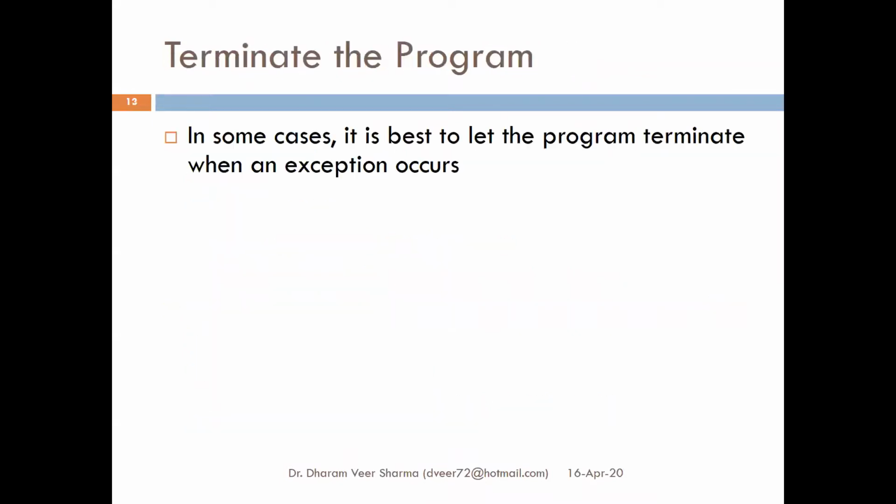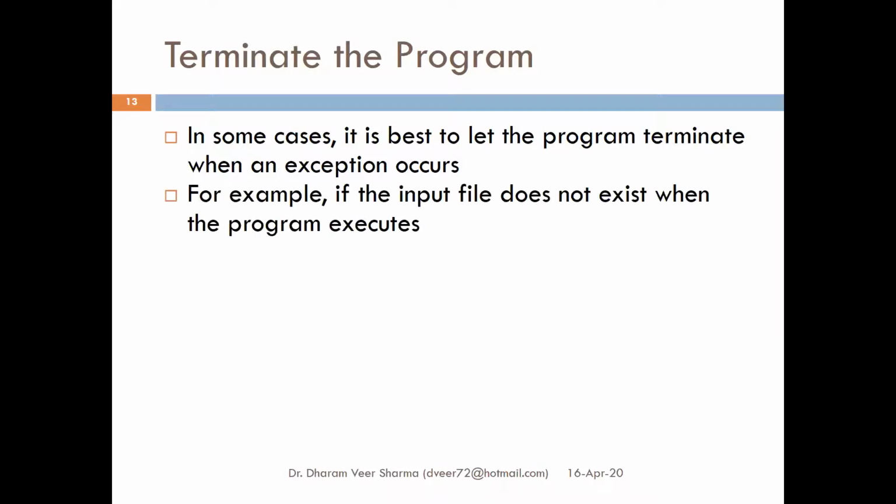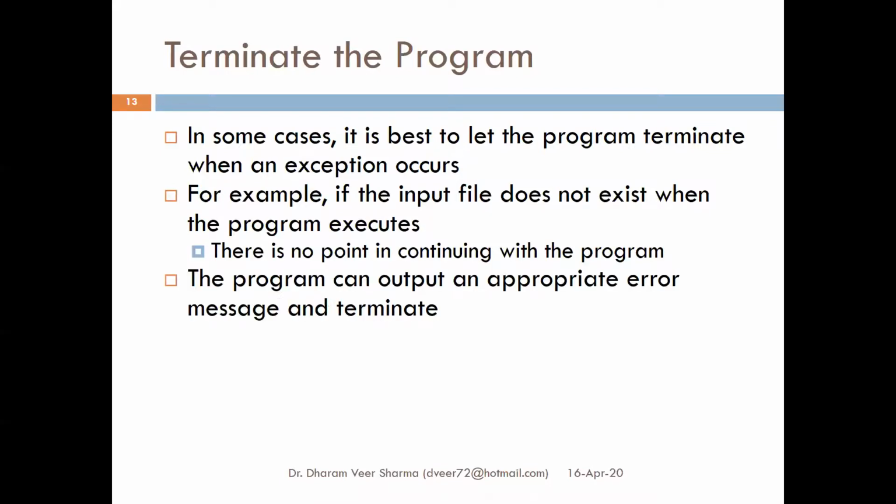So what happens when we terminate the program? In some cases, if you know that it is not possible for you to handle the exception, it is better to terminate the program because you can't proceed. It's a very simple example. If the input file, a file meant for reading, doesn't exist, I think the program can't continue. So we'll have to terminate in any case. There's no other choice. The program can output an appropriate error message and terminate. So we can write an appropriate error message and terminate the program there itself. I'll show you an example of this.